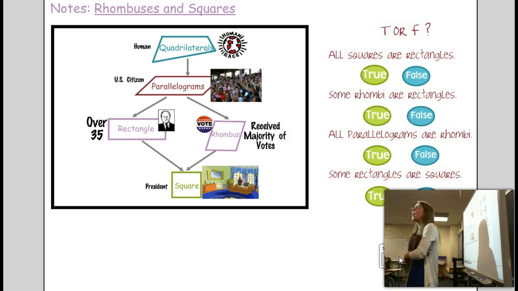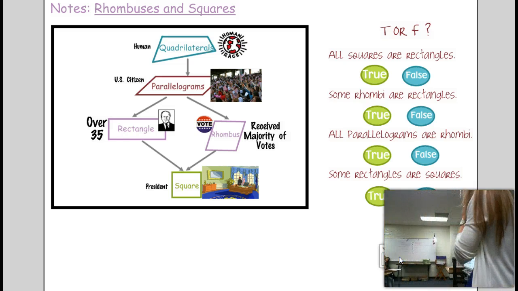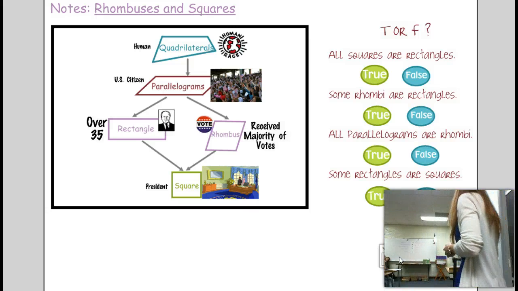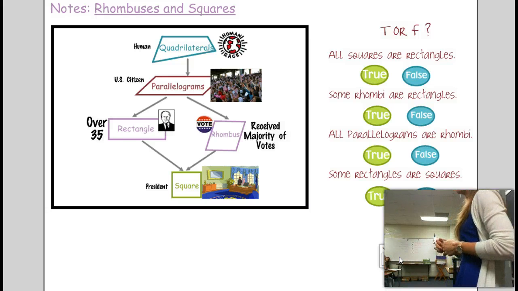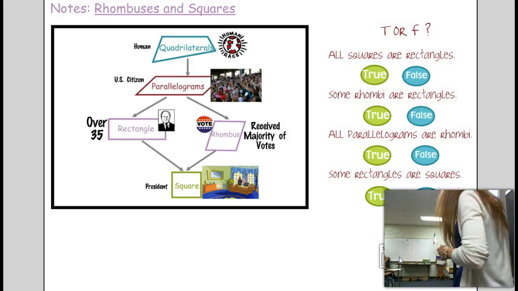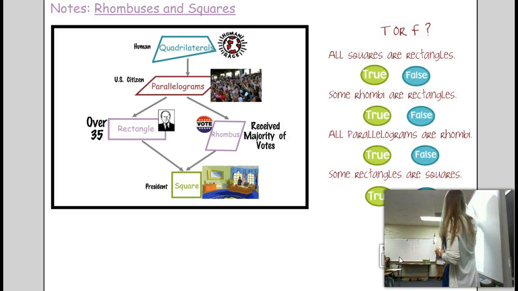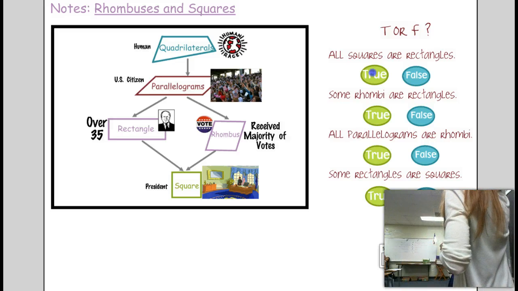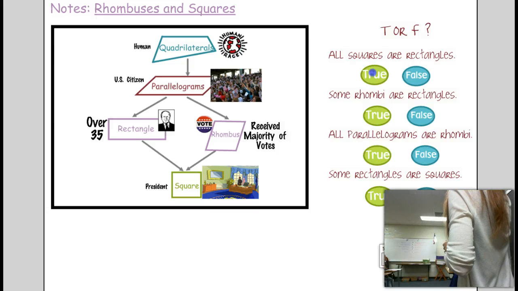Okay, so true or false? Just do this with me. All squares are rectangles. True or false? All presidents are over 35. True. It's true. If you are yourself and you're everything above you, if you're a square, you're definitely a rectangle. So that one's true.